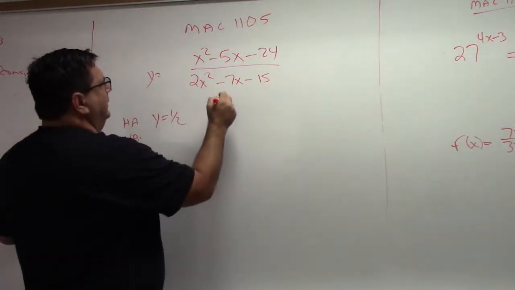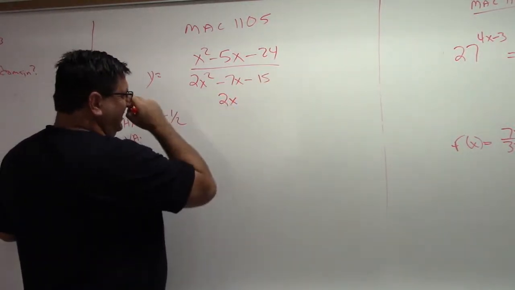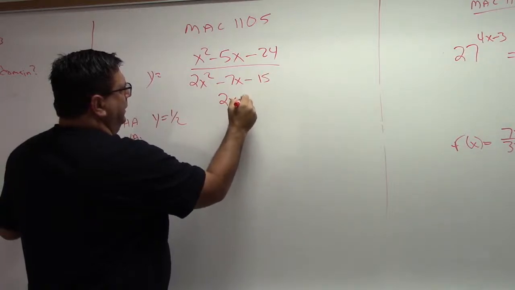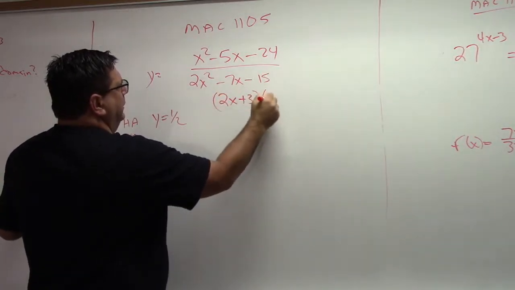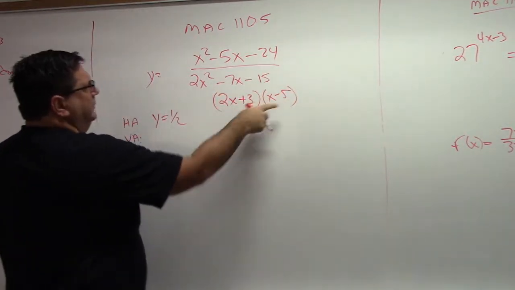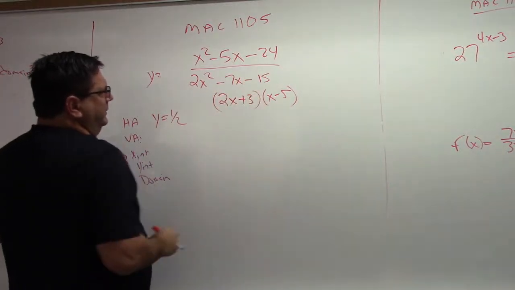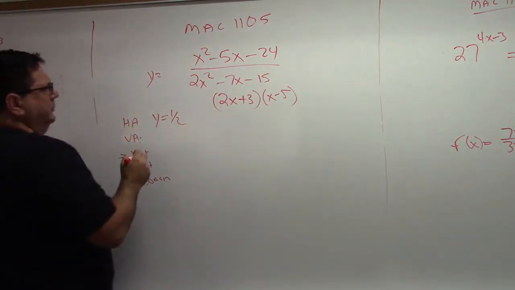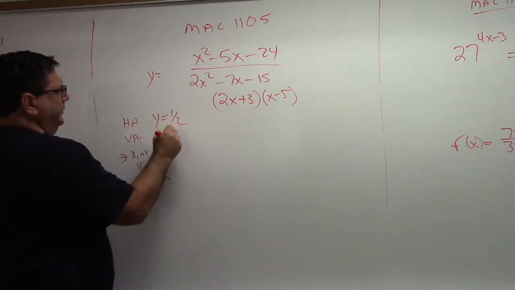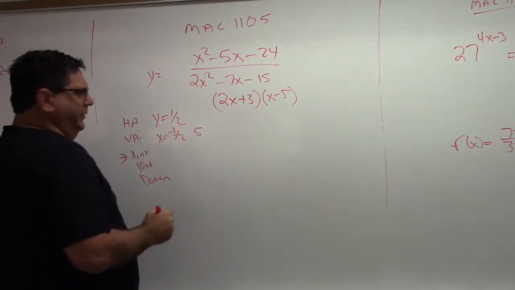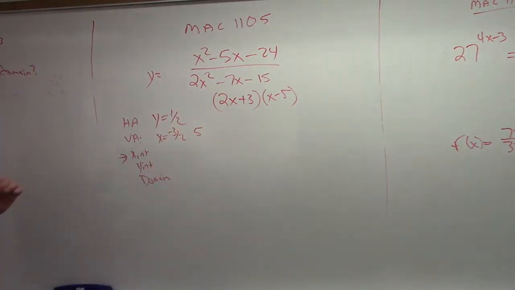Negative 3/2 and 5. 2x plus 3, x minus 5. That's negative 10 plus 3, which is negative 7. Perfect. So your vertical asymptotes are x equals negative 3/2 and 5. How did you get that? Factoring or the quadratic formula? Factoring. Okay, good. X-intercept, what do you got?